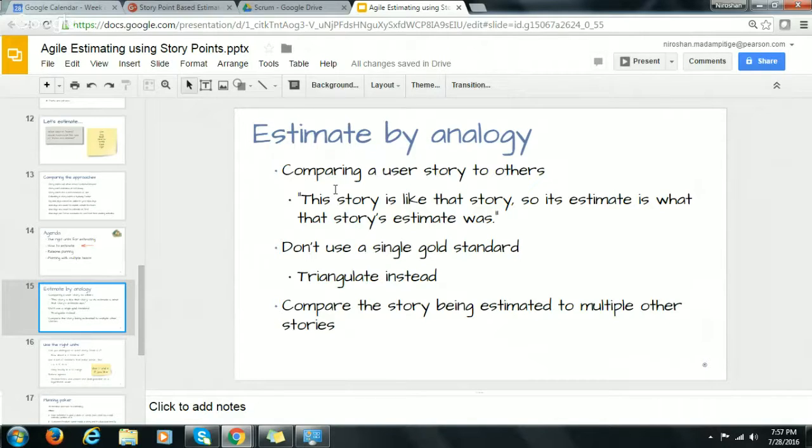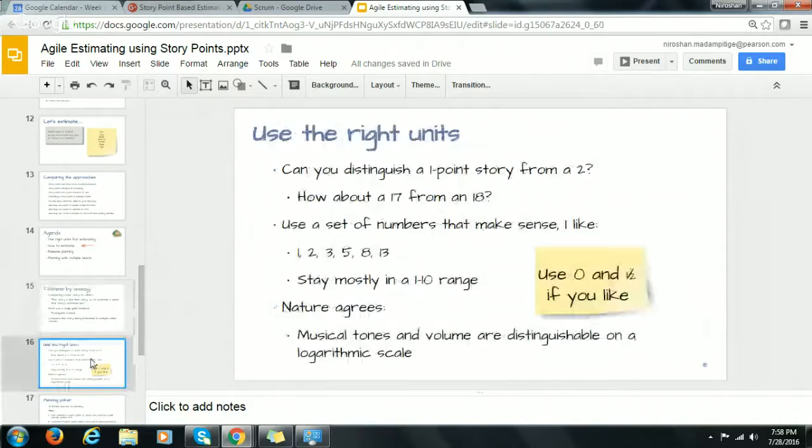So there is another technique called triangulation. It compares the stories being estimated to multiple other stories. So this is called triangulating. This allows you to validate your estimations for a given story. If you don't do that, you may estimate with multiple contexts. That's not going to be right. And then Agile teams also must ensure they use the right units. If you don't use the right units, your estimations can go wrong. So generally, you need to pick the right units.